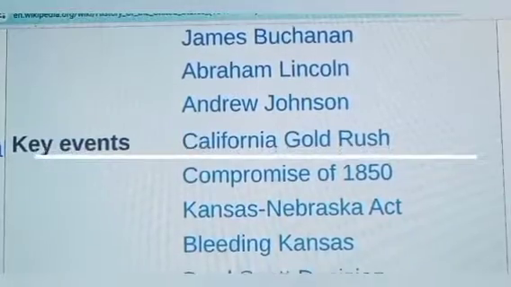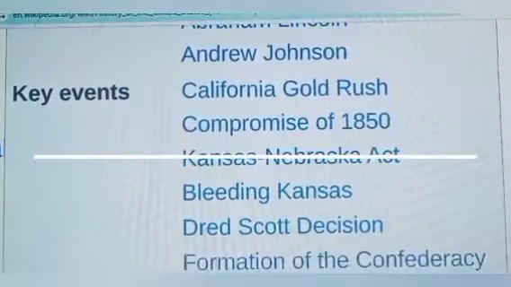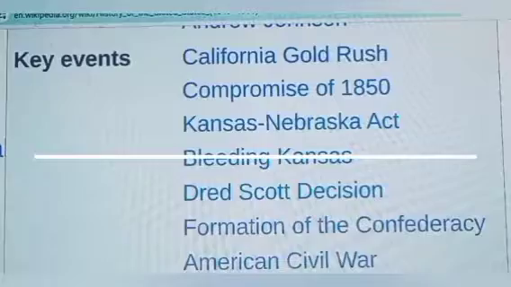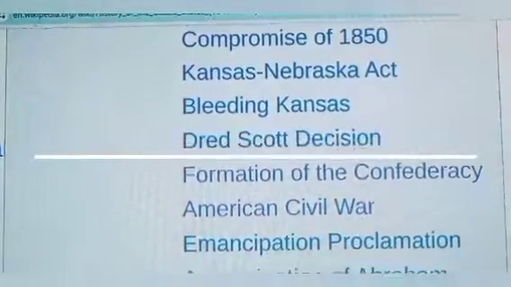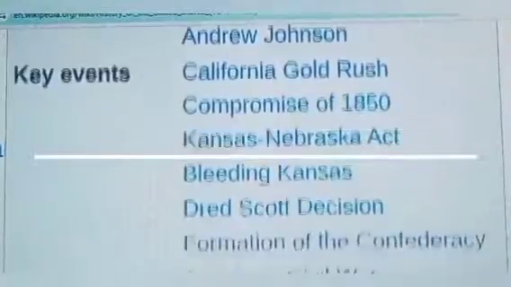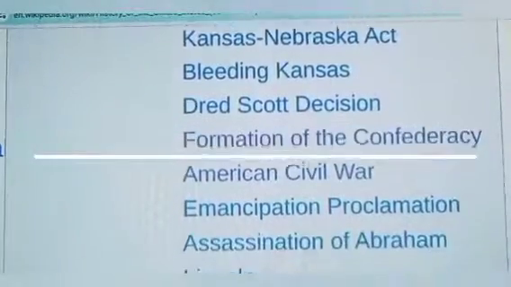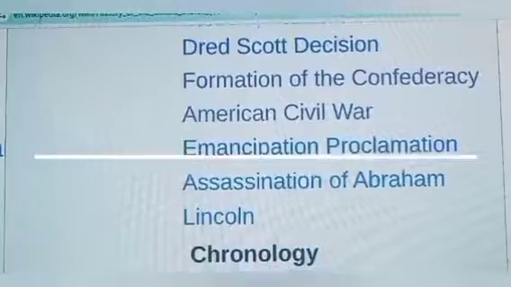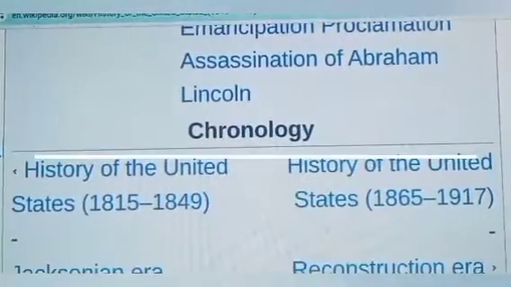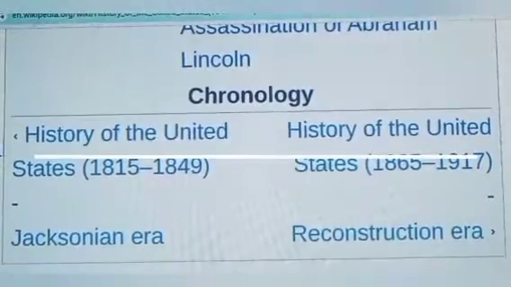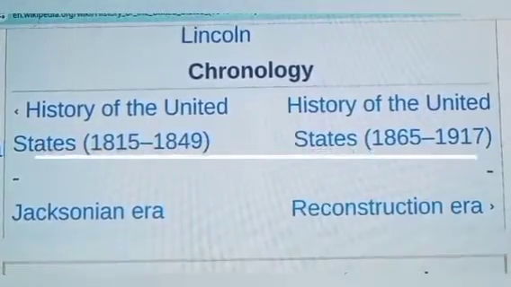Lincoln, and Andrew Johnson. Key events were the California Gold Rush, the Compromise of 1850, Kansas-Nebraska Act, Bleeding Kansas, Dred Scott decision, formation of the Confederacy, American Civil War, Emancipation Proclamation, assassination of Abraham Lincoln, history of the United States, 1815 to 1849, and 1865 to 1917.